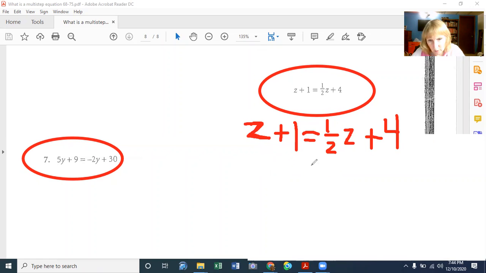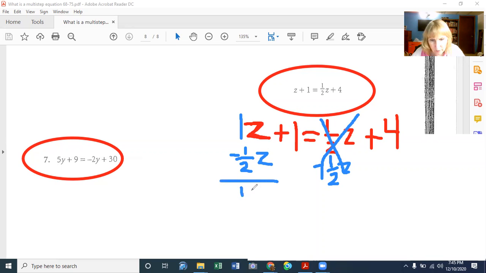So I am going to subtract 1/2 z from both sides, minus 1/2 z. If I do that, these guys cross off, and I'm left on this side with, remember there's an imaginary 1 in front of any variable. So we really have 1 minus 1/2. That's going to give us 1/2 z. Plus we still have our 1 equals 4.